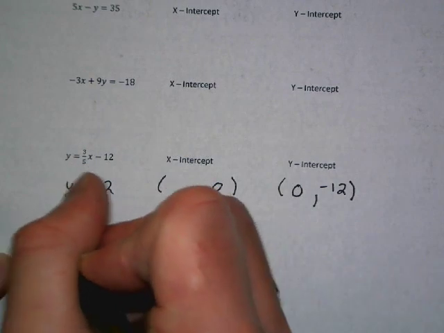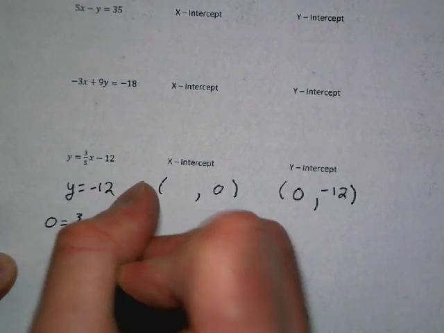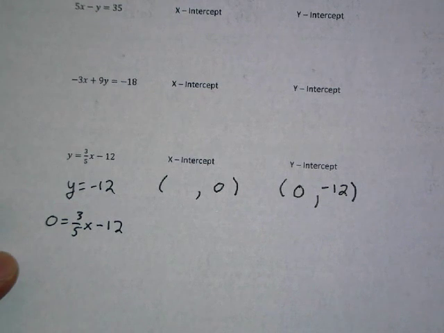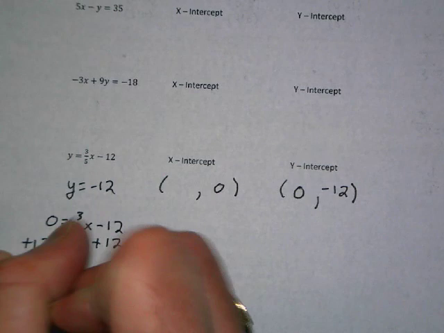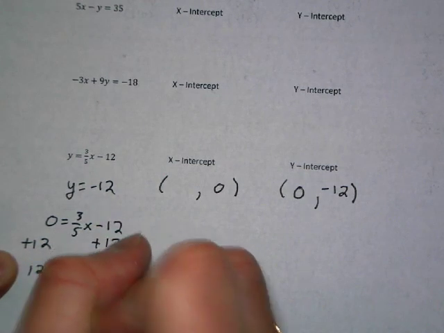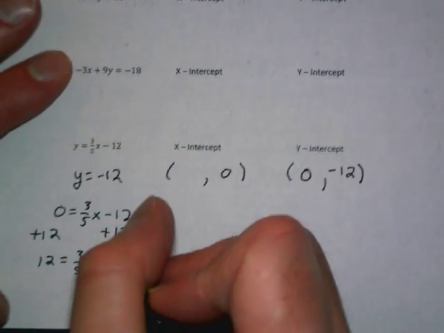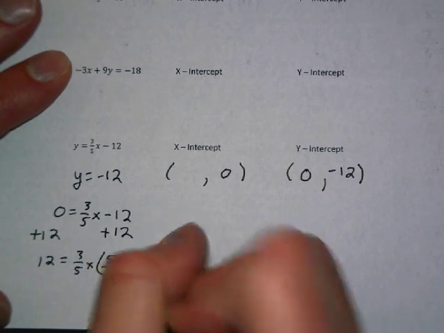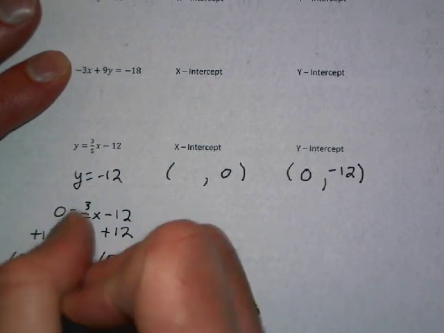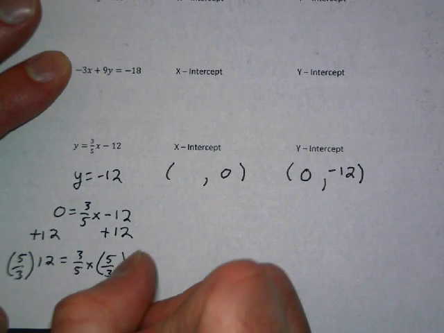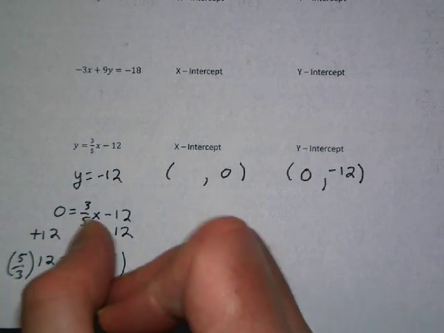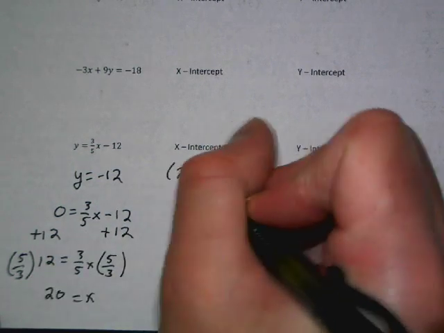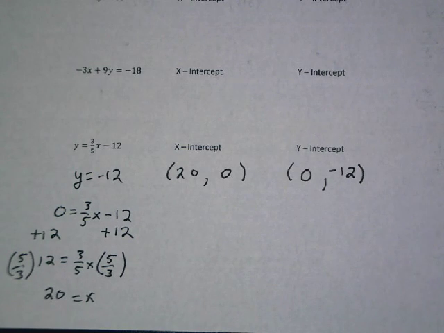If we plug a 0 in for y, we're left with 3/5 x minus 12. So we have a two-step equation to solve. So first we're going to add the 12. And then we have a fraction times x, so we're going to multiply by the reciprocal, 5 over 3. So when we do 12 times 5/3, we get 20. So x is 20. So our x-intercept there would be 20, 0.